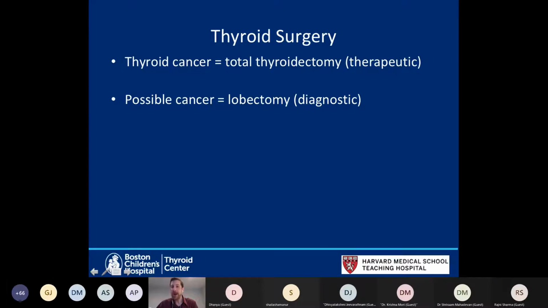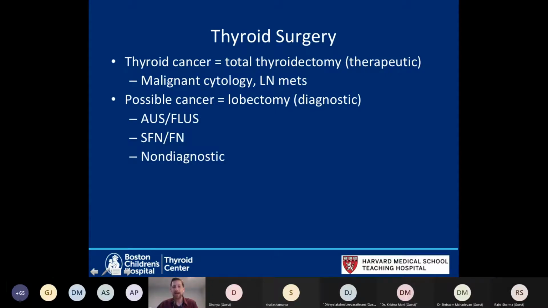If the operation is being done for a high-ish risk of cancer, atypia of undetermined significance, suspicious for follicular neoplasm, that's a diagnostic procedure, and I would advocate for diagnostic lobectomy rather than total thyroidectomy, for which the risk is much higher. So as I said, malignant cytology or positive lymph nodes, you're going for a therapeutic thyroidectomy, whereas an uncertain diagnosis, such as an AUS, suspicious for follicular neoplasm, or a persistently non-diagnostic, I would opt for a diagnostic lobectomy, with the recognition that you may have to go back for a second surgery, depending on what you find on that initial. And then, as I mentioned, these suspicious ones, the risk of cancer is quite high, and so you could advocate for a total thyroidectomy on that basis.